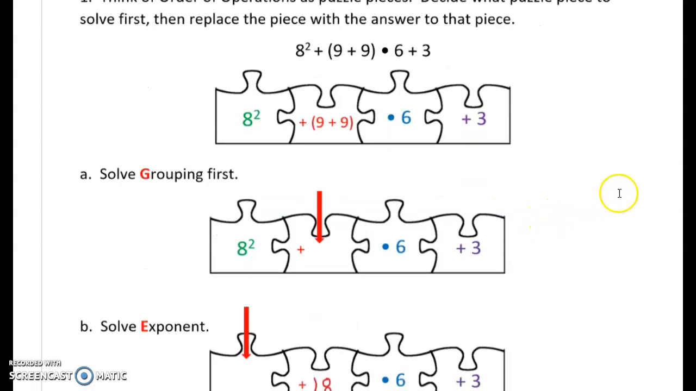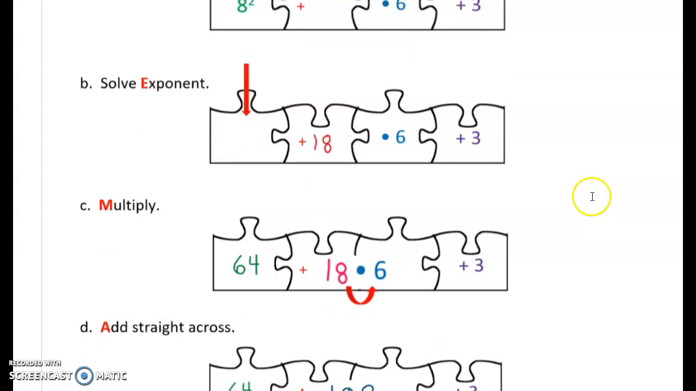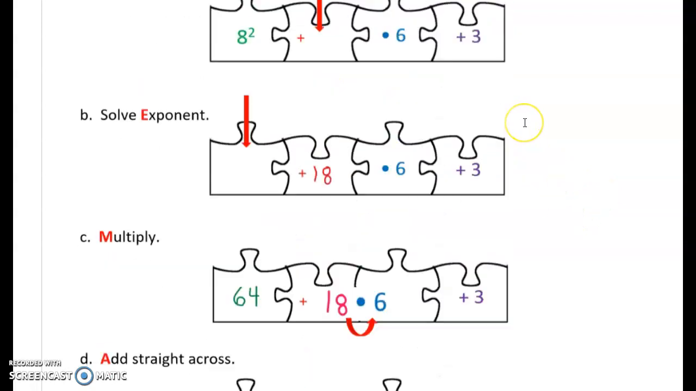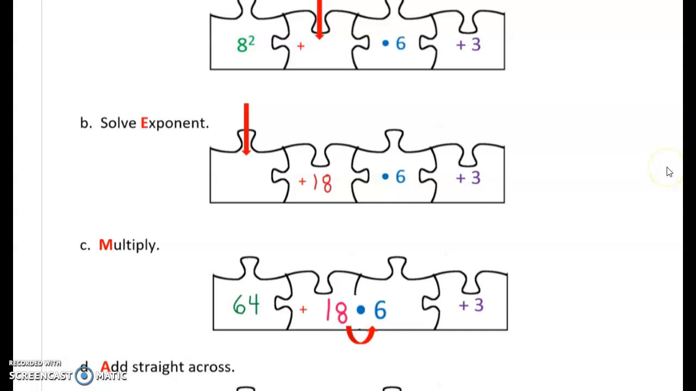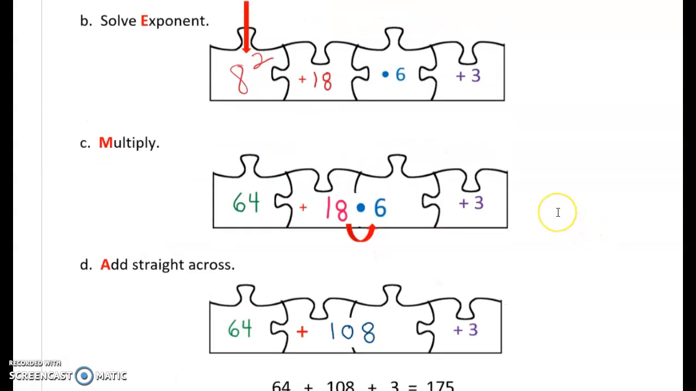What am I going to do first? Well, remember, I'm going to look for my grouping symbols first, and I have them right here. So that is what I'm going to do first. And that leaves me with 18. I'm going to bring down that 8 squared. Okay, so do I have any more grouping symbols? I do not. However, I do have exponents. That is the next thing I need to do.